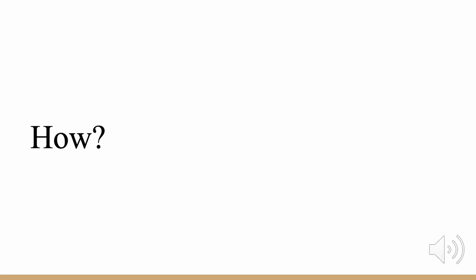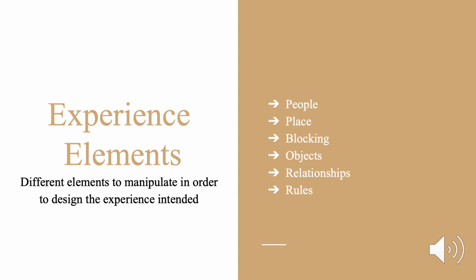Two things are really important: designing experience elements and using a process, which I prefer the design thinking process. To start, experience elements. These are things you can manipulate to design the experience you want. People, place, blocking, objects, relationships, and rules are some of these elements. You don't have to use all of them, but it's important to be aware of what goes into each.